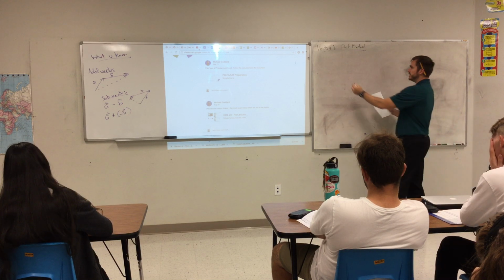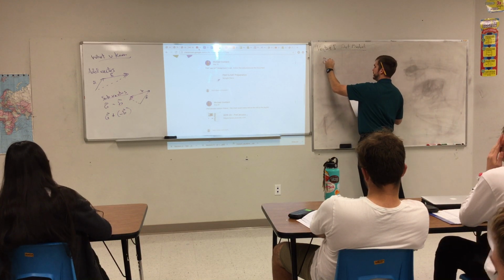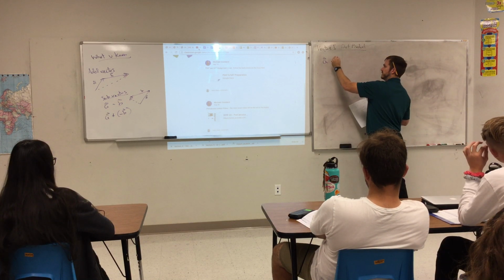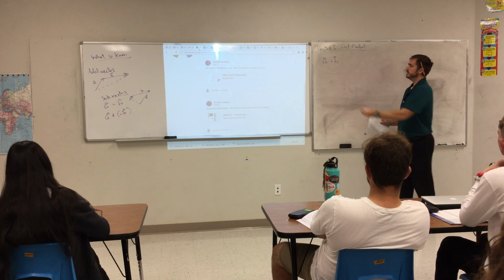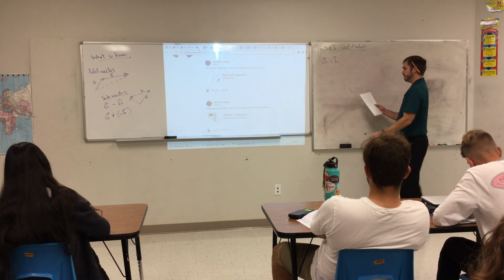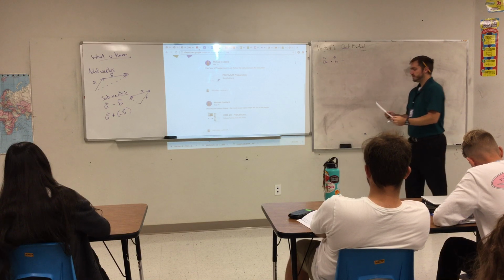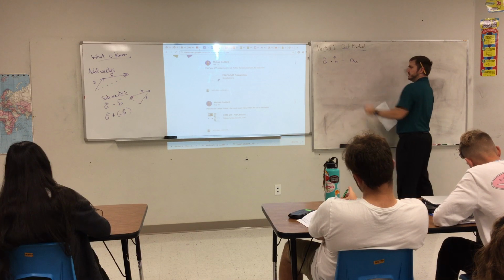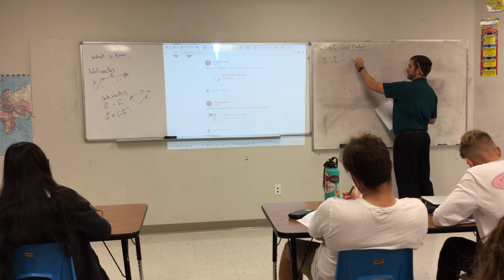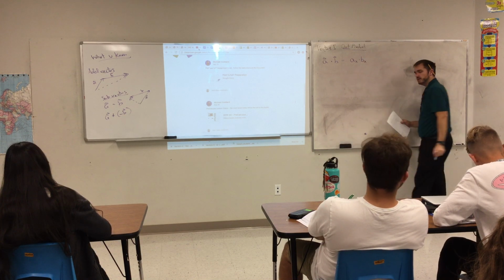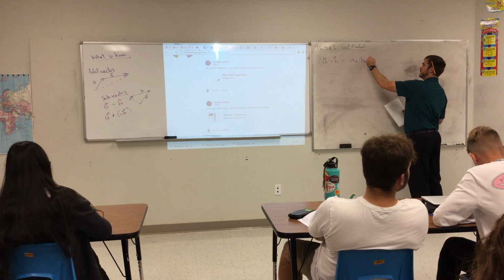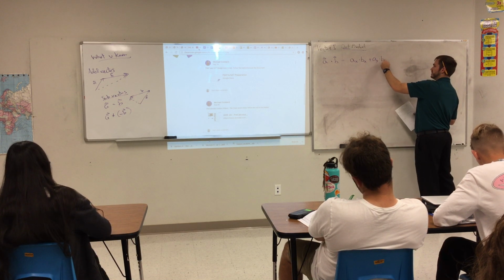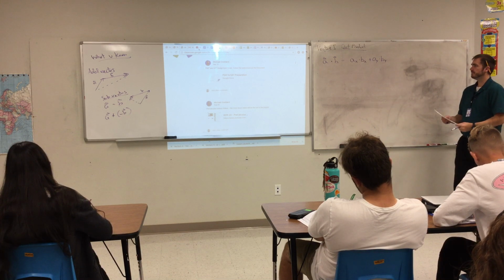So here's how you multiply vectors. Here it is right here. Vector A, I'm going to use the dot as our multiplication symbol, hence the dot product. If you have two vectors, the dot product is literally the x component of A times the x component of B plus the y component of A times the y component of B.